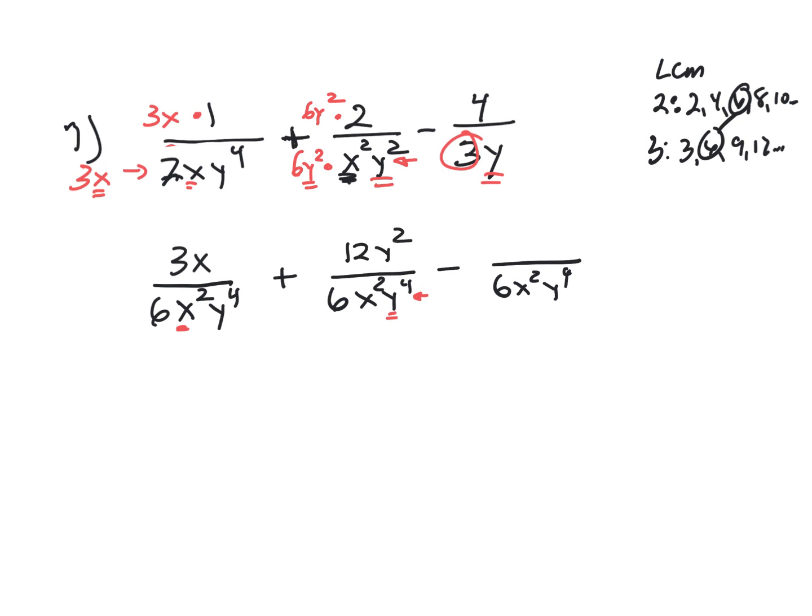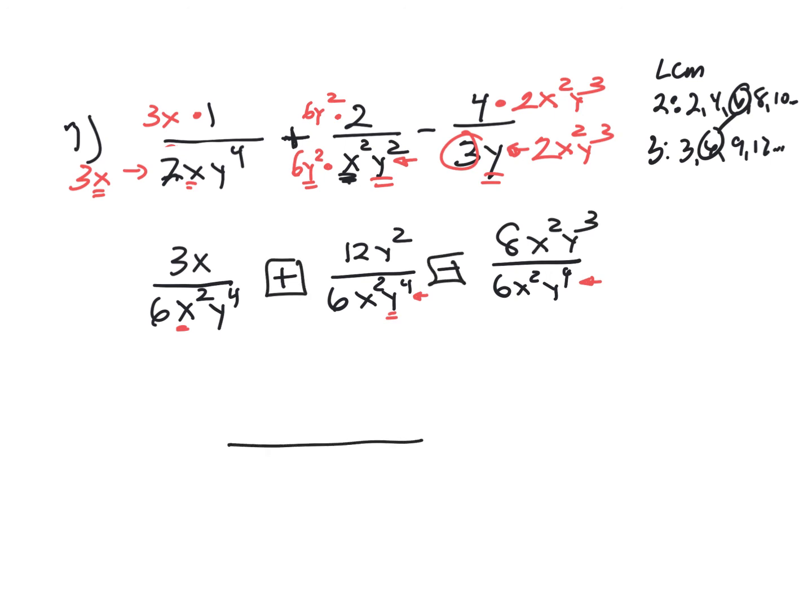And then what do we need to multiply this old denominator by to get this new denominator? I need a 2, because 2 times 3 is 6. I need an x squared, and I need a y to the 3rd power to get me y to the 4th. So therefore I have to multiply the numerator by the same amount. And when I multiply that, I get 8x squared y cubed. Now I can add and subtract. Keep the denominator the same, and then add the numerators.